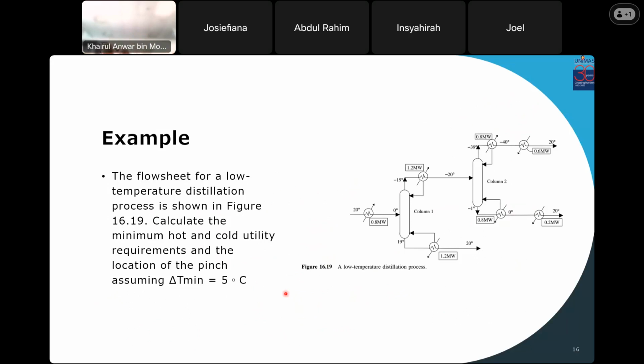Example. A flow sheet for a low temperature distillation process is shown in Figure 16.9. Calculate the minimum hot utility requirement and the location of the pinch, assuming delta T min equals 5 degrees. So from here you have two distillation columns. The temperature is 20, this one is negative 90, 19, 20, 20. The difference is very small. Negative 1.